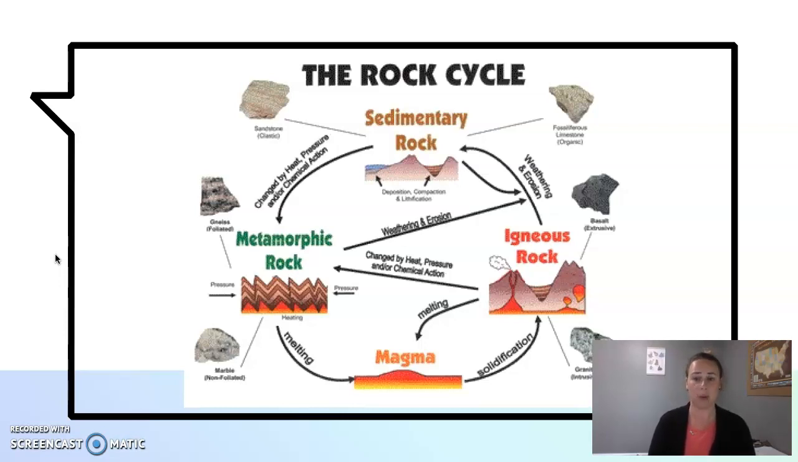If that metamorphic rock completely melts and turns back into magma and then solidifies again, then that rock is now an igneous rock. So you can see how the rock cycle is interchangeable, and it's very dynamic, and it's constantly changing, and there's lots of ways you can change one rock type into another, and it doesn't just go in one direction.